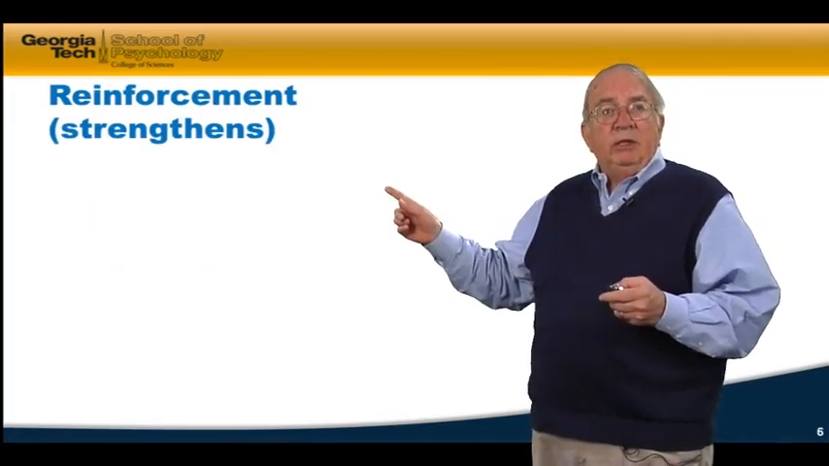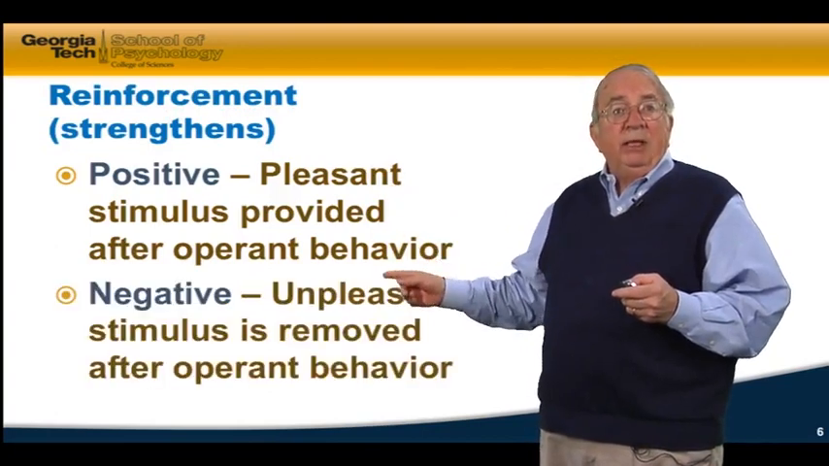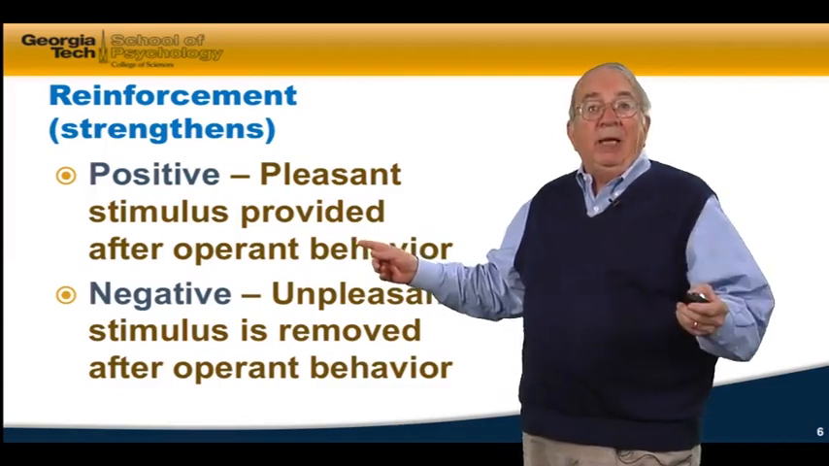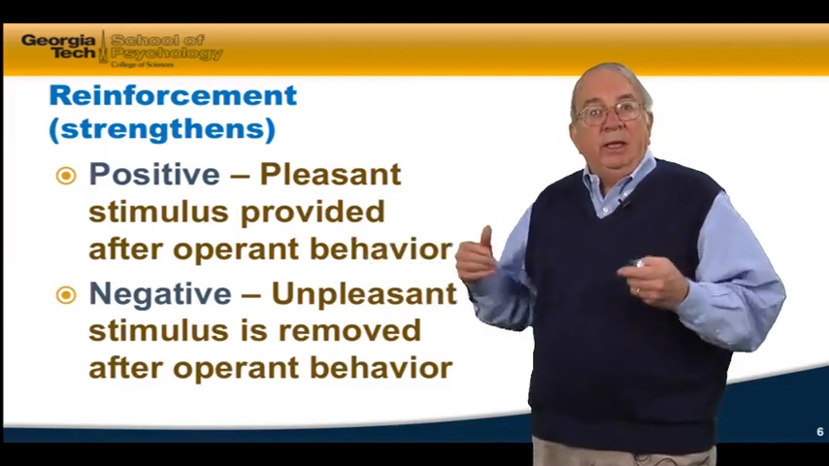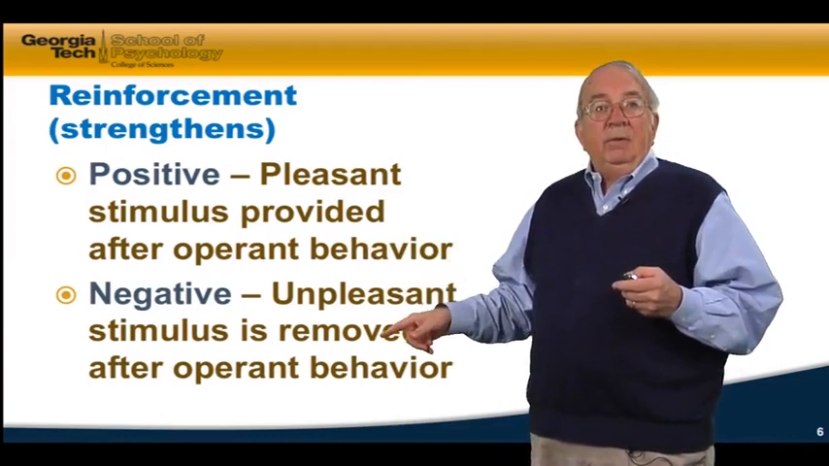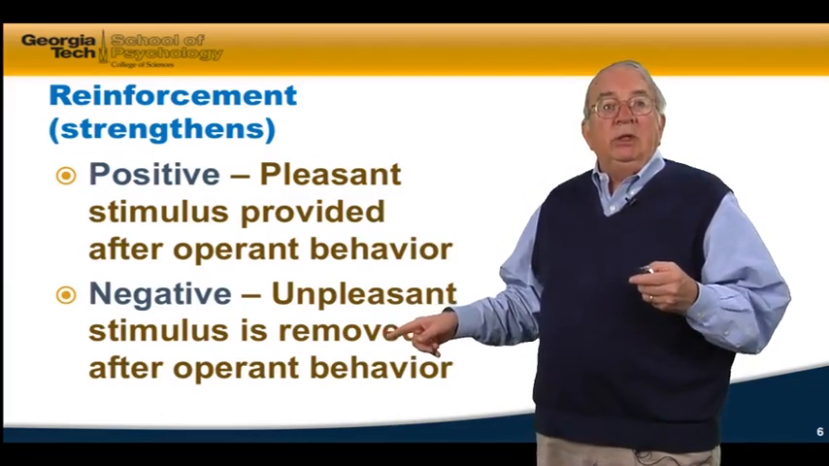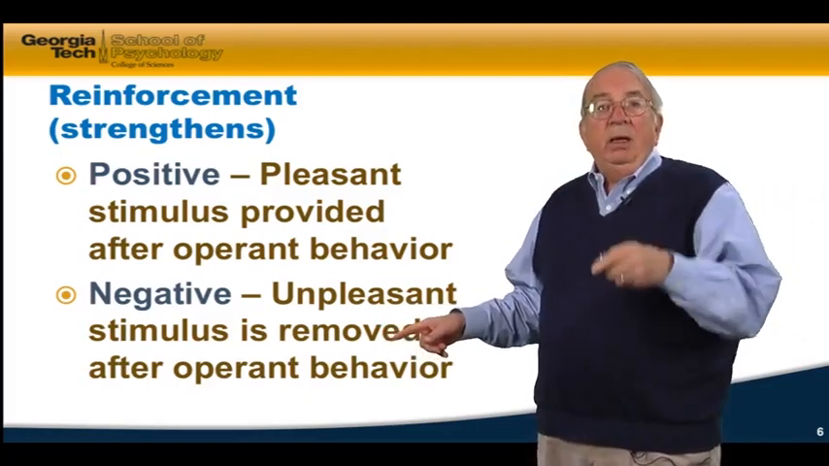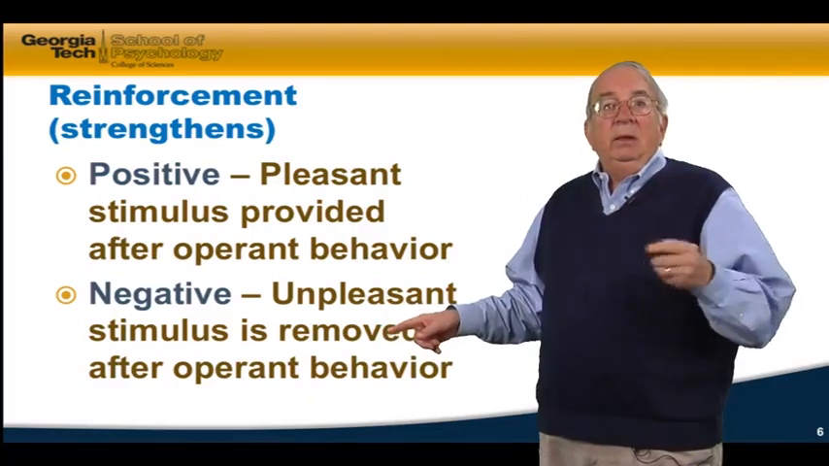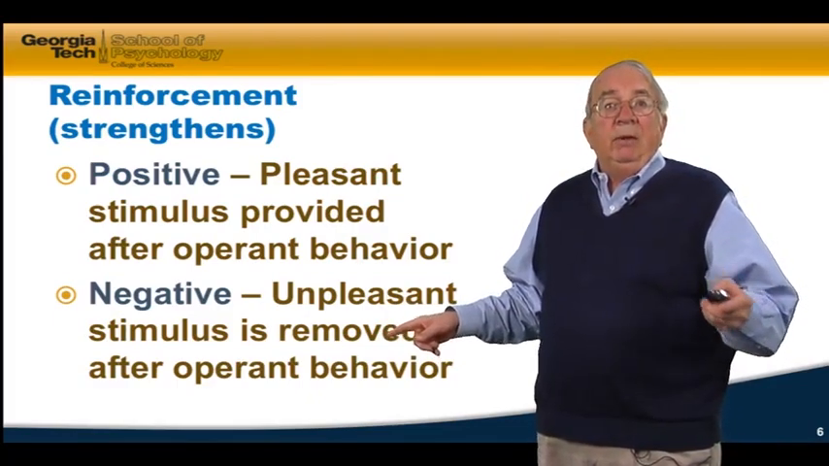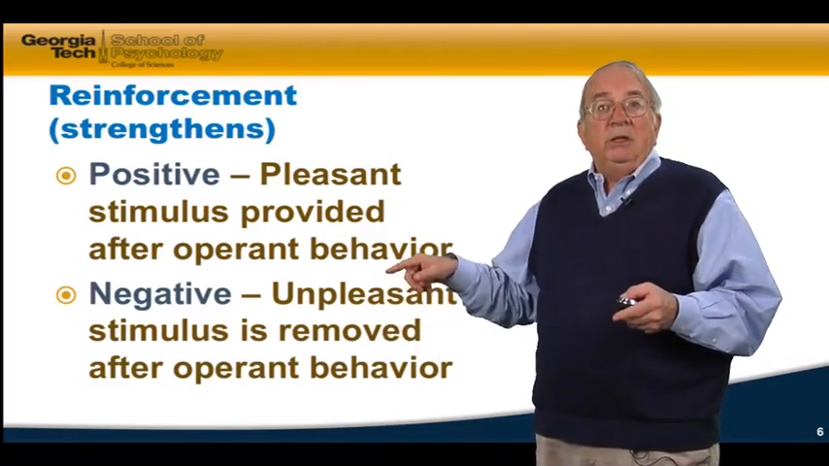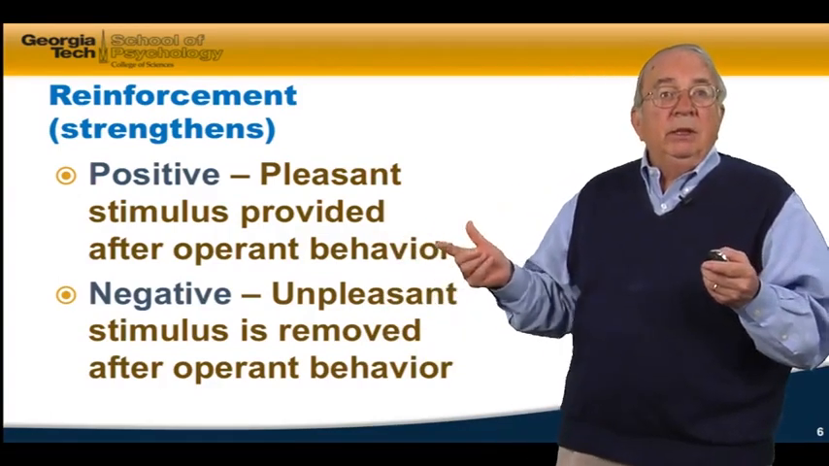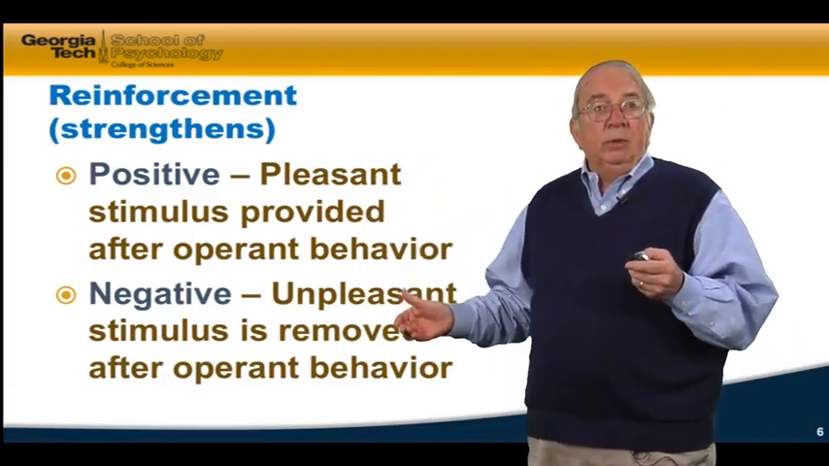So reinforcement strengthens behavior, and I have positive reinforcement and negative reinforcement. Positive reinforcement is where I present a pleasant stimulus after the behavior occurs. The rat presses the lever, it gets food. Negative reinforcement is when an unpleasant stimulus is removed after the behavior occurs. Again, we're strengthening behavior like pressing the lever, but now if I press the lever, then some unpleasant stimulus is removed. For example, if the animal is being shocked and now it presses the lever and the shock is removed, then I'm strengthening the behavior of pressing the lever. So positive reinforcement, negative reinforcement.